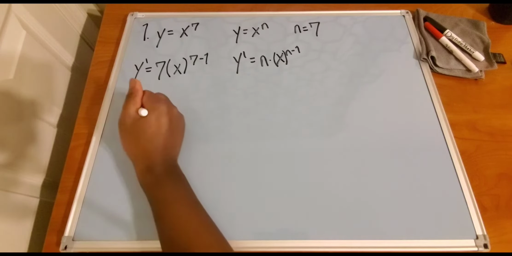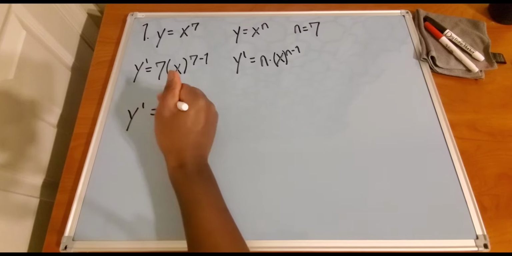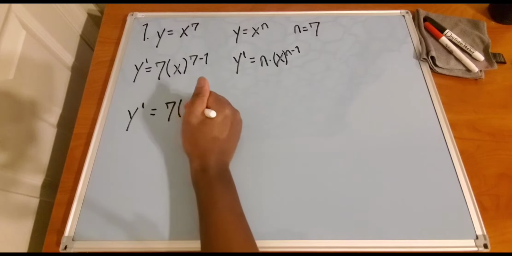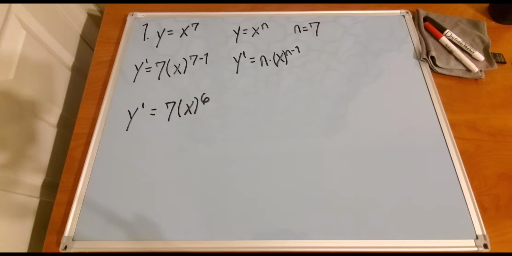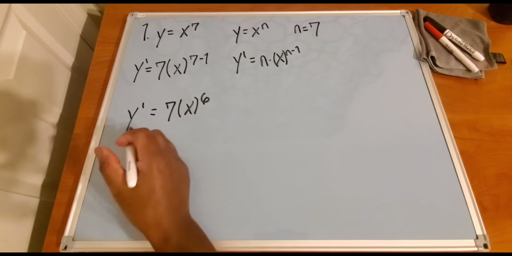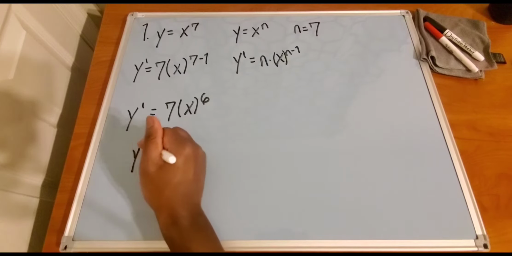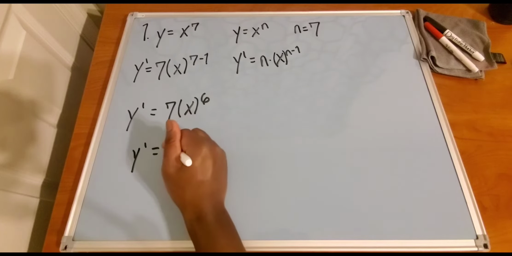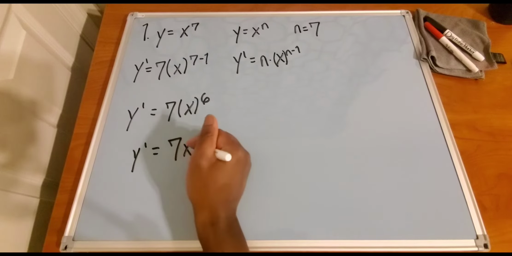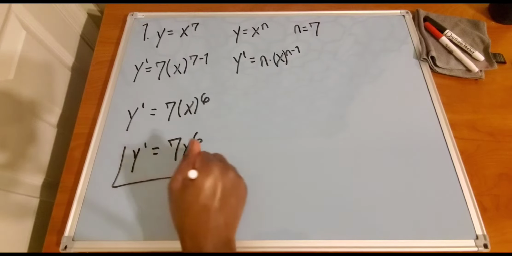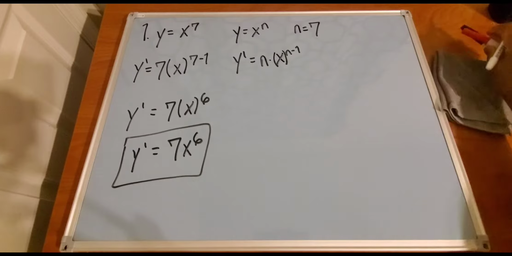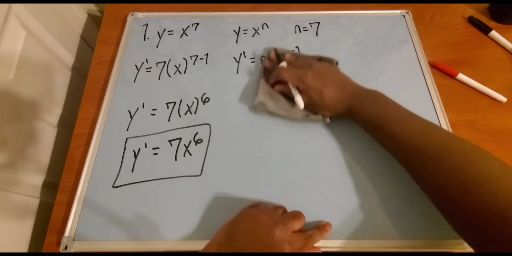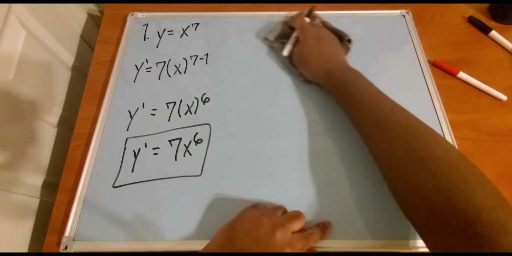We can rewrite that, and we can say that y prime is equal to 7 times x raised to the 6th power. And because there's no negative inside the parentheses, I can go ahead and drop that. And I can say our final answer, y prime, is equal to 7 times x to the 6th power. And that is our answer for question number 1. I'm going to leave that there, and I'm going to erase off this part, and I'm going to move on to question number 2.